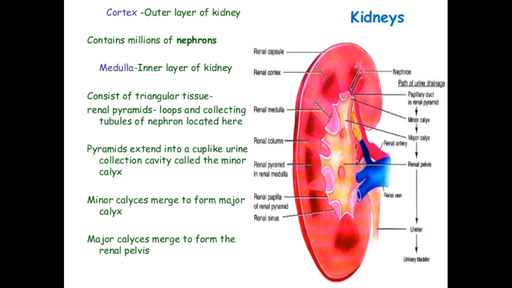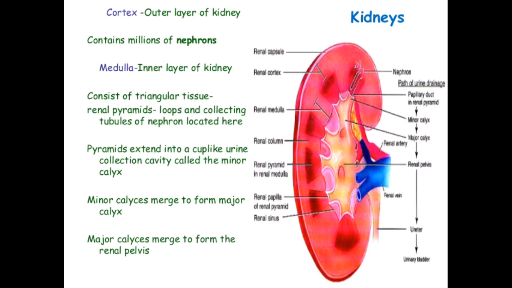If we cut the kidney, there are two parts. The outer layer is the cortex and the inner layer is the medulla. The cortex contains millions of nephrons. A nephron is the structural and functional unit of the kidney.